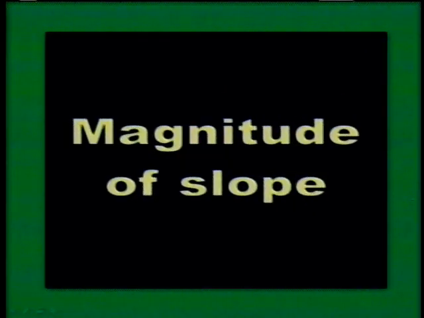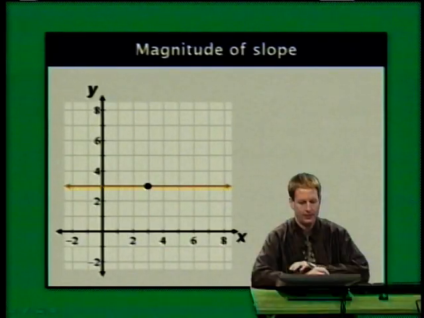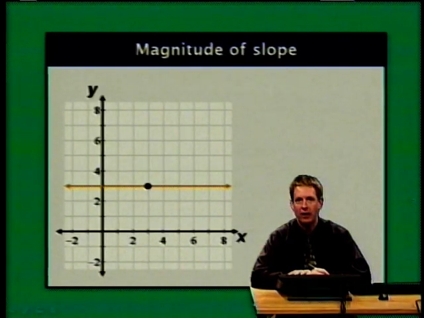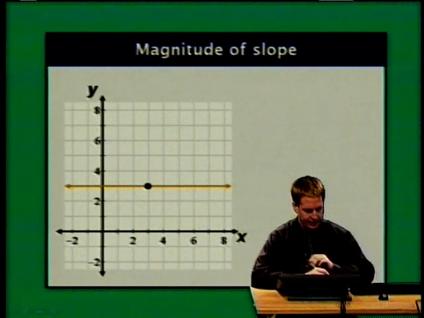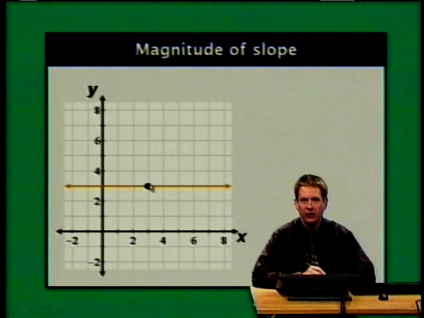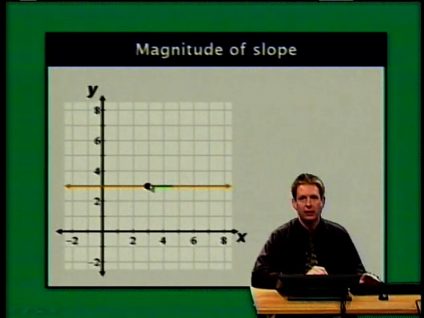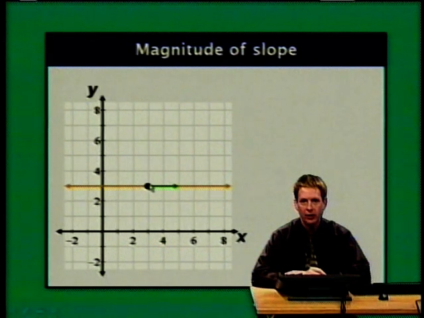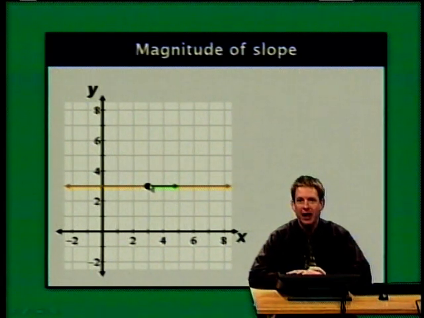Now let's change our focus a little bit. Now let's talk about magnitude of slope, which is just another way of saying absolute value of slope. In this picture, I have a horizontal line, and I've indicated that the point (3, 3) is one of the points on the horizontal line. I'm going to add a little run segment to this point. I'm going to run 2 units to the right. Notice that when I made my 2-unit run to the right, there was a rise of 0. Consequently, the slope of this line is rise over run, which is 0 over 2, which is 0.